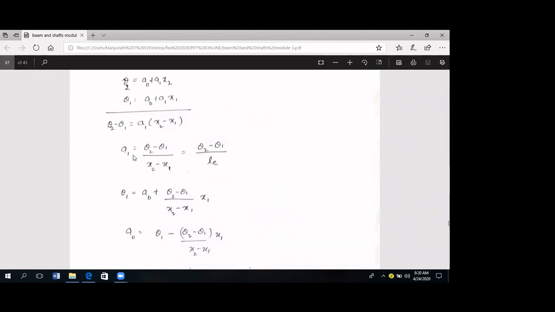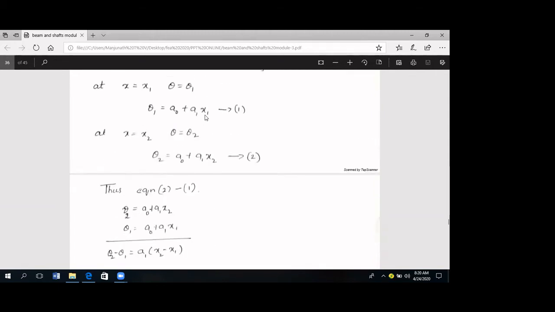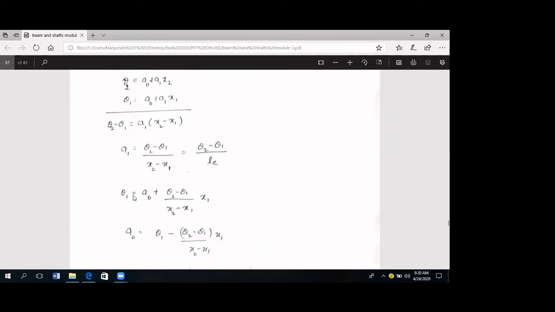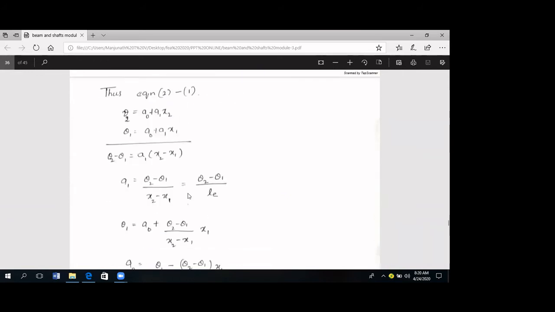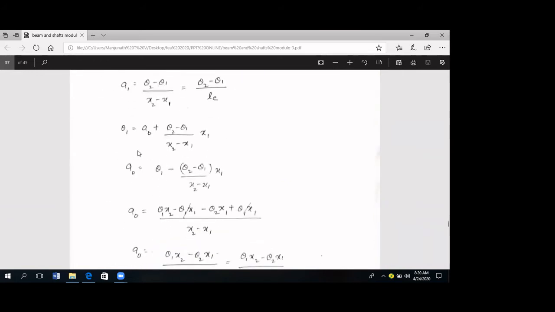Okay, so the a1 constant we have got. Similarly, we need to find the a naught value also. Substituting the a1 value in equation number 1, theta 1 is equal to a naught plus theta 2 minus theta 1 divided by x2 minus x1 into x1. So we need a naught, so a naught is equal to theta 1 minus theta 2 minus theta 1 divided by x2 minus x1 into x1.